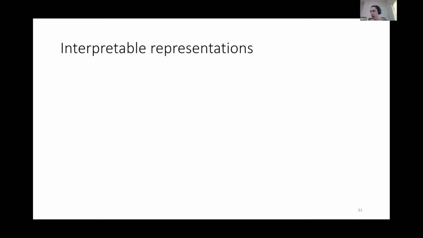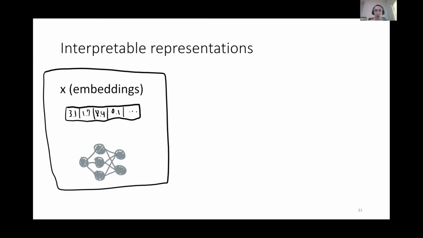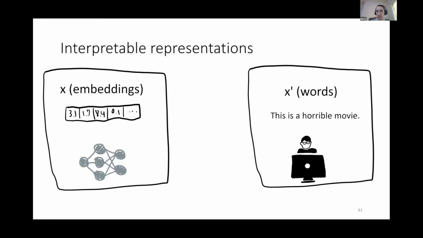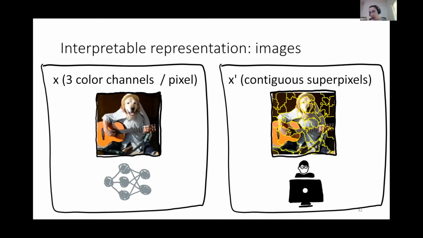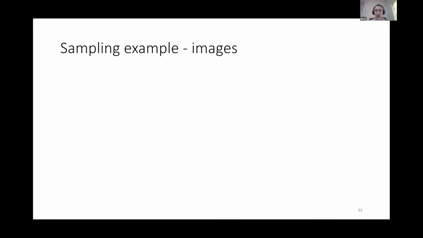Now, I said we learn a linear model, but we have to talk about what the representation for that model is. So even if the black box model uses something like embeddings that's completely uninterpretable, we still want to perturb and explain in terms of something that people can make sense of, like words. So we call this an interpretable representation, and this is what we perturb and explain. So for images, instead of using 3 color channels per pixel, maybe we use contiguous superpixels that we turn on and off. And I have an example right here.